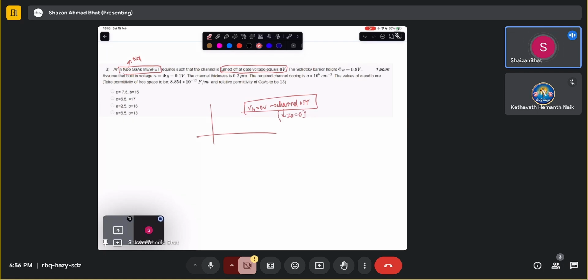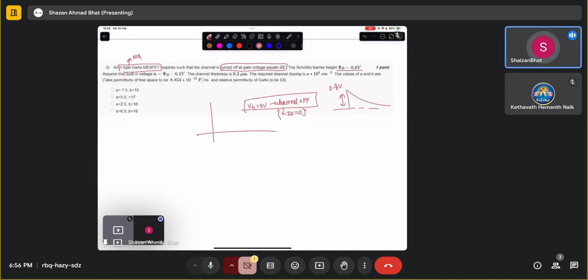Okay, so it's a very good question. The Schottky barrier, this particular thing is 0.8 volt. All right. So what are we given further? Assume that built-in voltage VBI, we have to assume is phi B minus 0.1 volt.